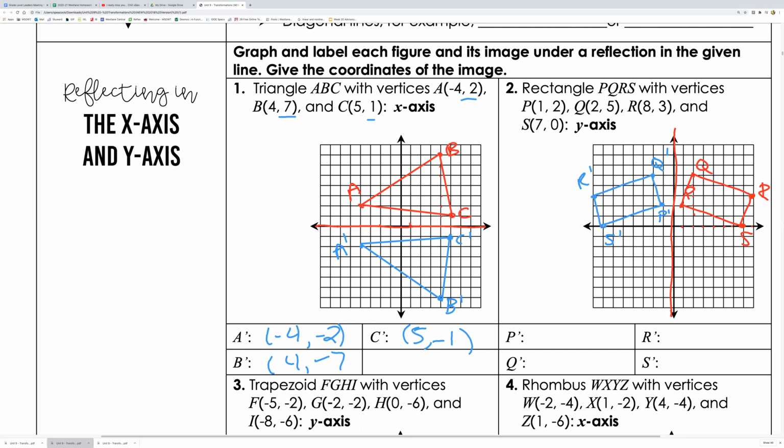Okay, when I flip over the y-axis, I change my x's. So P is gonna be -1, 2. Q is gonna be -2, 5. R is going to be -8, 3. And S is gonna be -7, 0. So again, for my coordinate notation, over the x-axis is (x, -y), so you change your y. Over the y-axis is (-x, y), so you change your x's. Again, pause this if you need to.